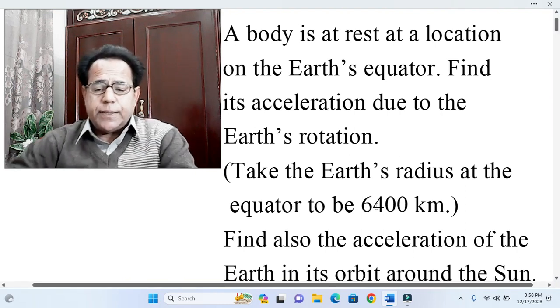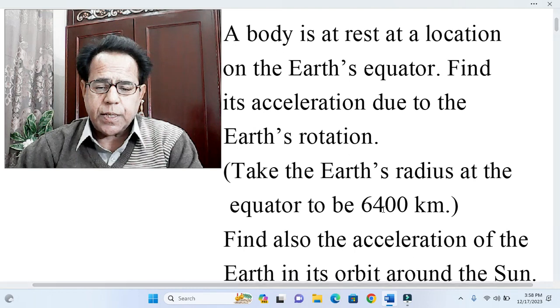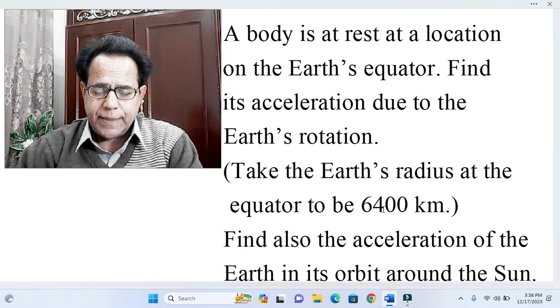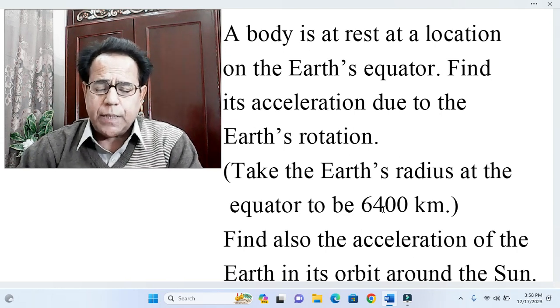This is our next problem, a problem chosen from the book Classical Mechanics by R. Douglas Gregory. As usual, we first come to its statement.